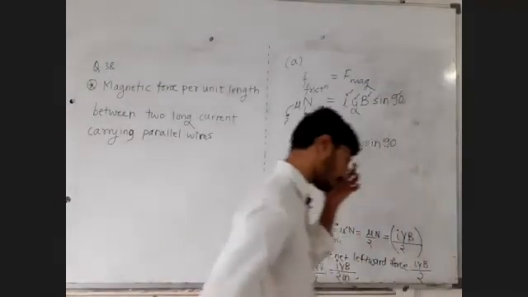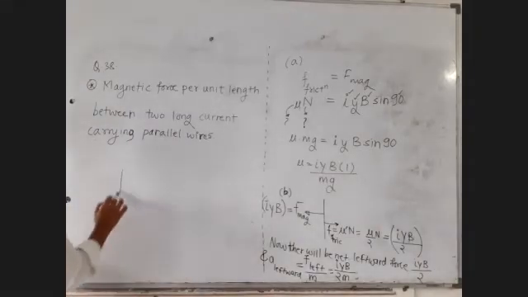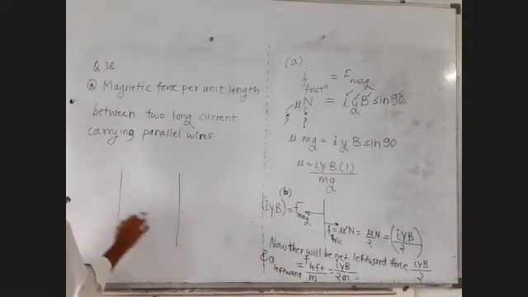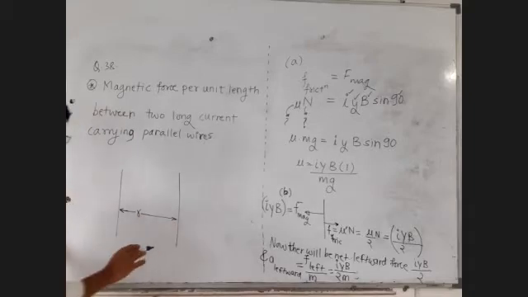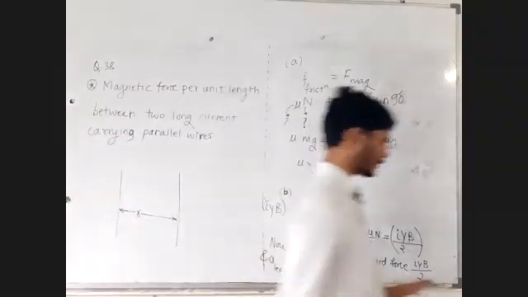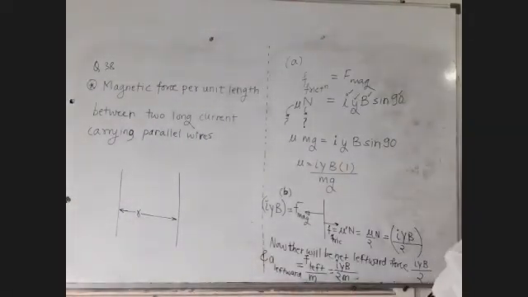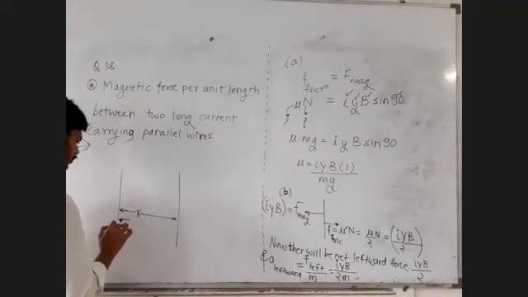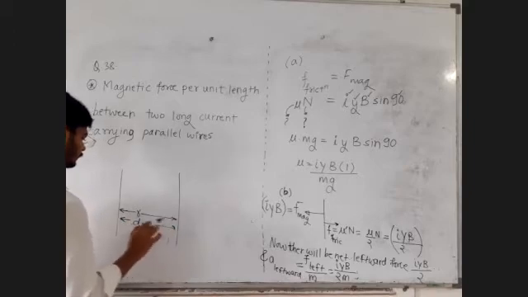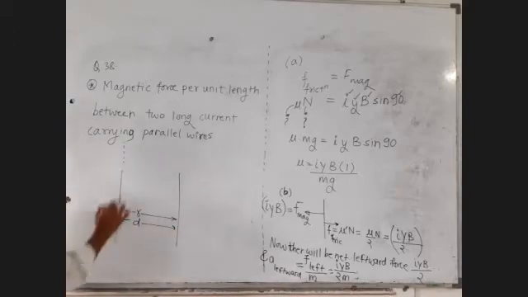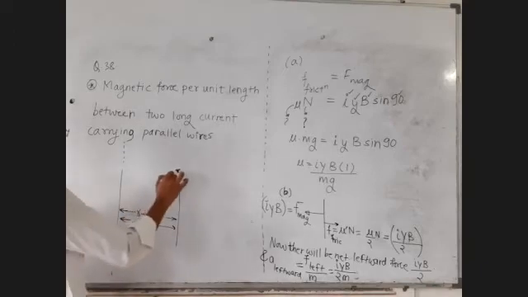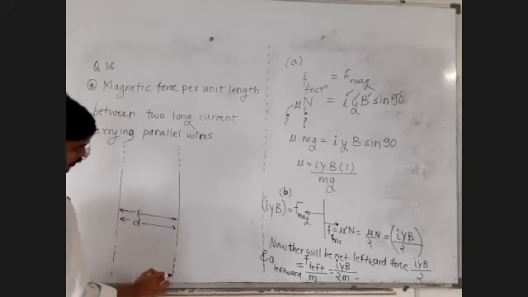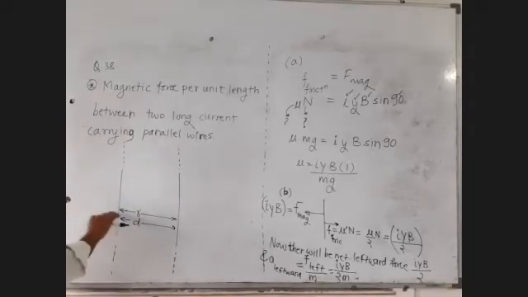Let's do it. Let us have the first wire. Let us have the second wire. Let us have the distance between them as small r. They have taken the distance as small d, no issues; we will take it as small r. If you want to take it as d, absolutely no problem. This is a long wire, this is also a long wire. These are the two parallel wires, and the perpendicular distance between them is small r.